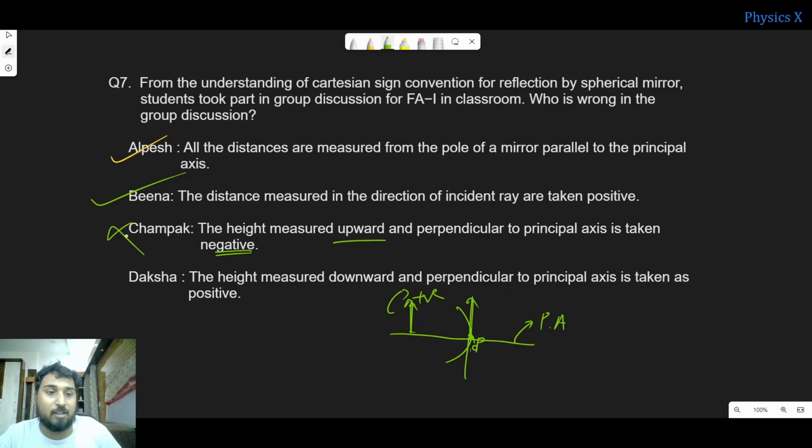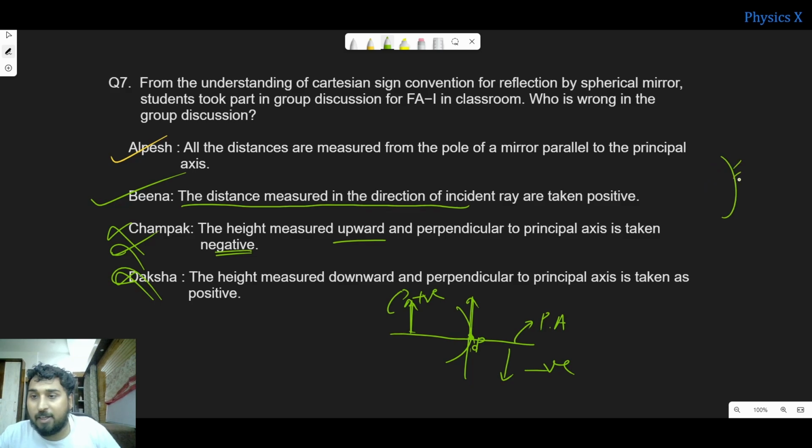No. So these both are telling the opposite thing. Downward is taken as negative, right? So she is also wrong. So these two persons are right. So this point is important, that the distances measured in the direction of the incident ray are taken as positive.